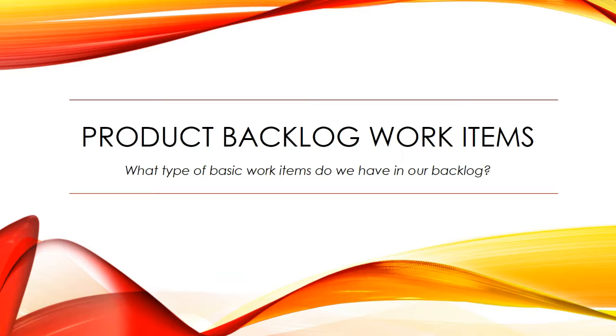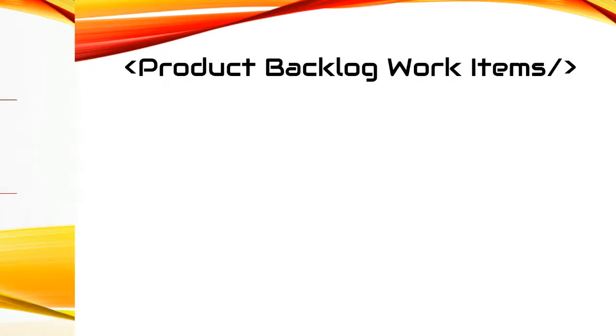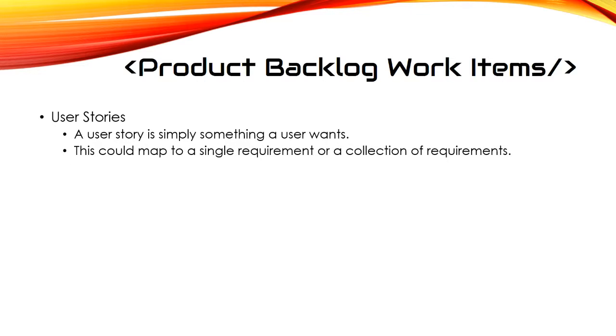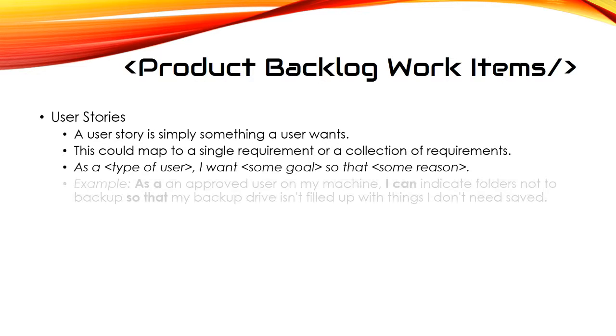Product backlog items. What types of basic work items do we have in our backlog? So I'm going to talk about the items that are in our backlog in a slightly different order. But the most popular item is a user story. A user story is simply something a user wants. This could map to a single requirement or a collection of requirements. So here we have a sample user story as it should be written. As a type of user, I want some goal so that I can do some reason.